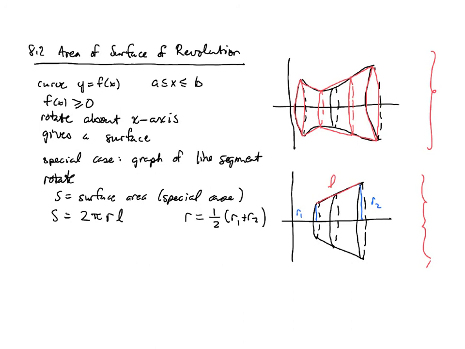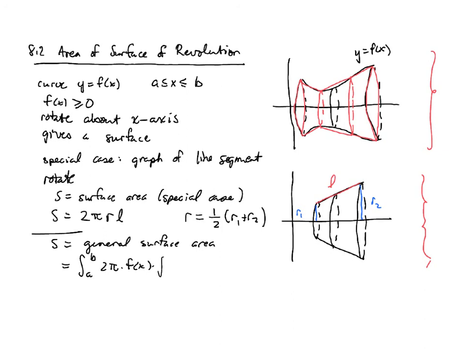then the general surface area formula we would get can be obtained using the following formula. It's the integral from a to b of 2 pi times f of x, so that's the curve that I've rotated, times exactly the function we would use for the arc length of that curve. So the square root of 1 plus f prime of x squared dx.